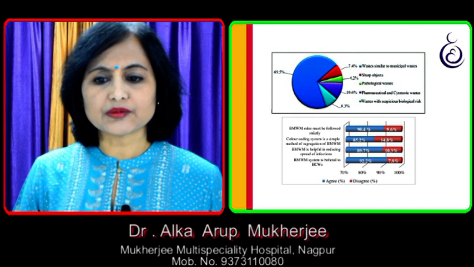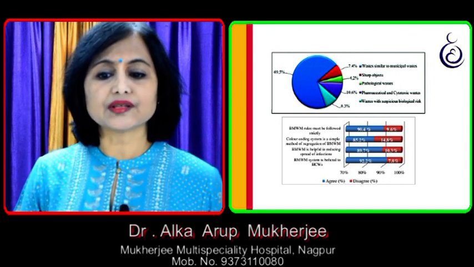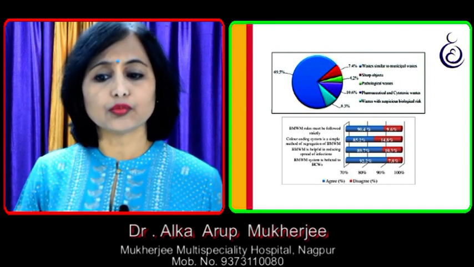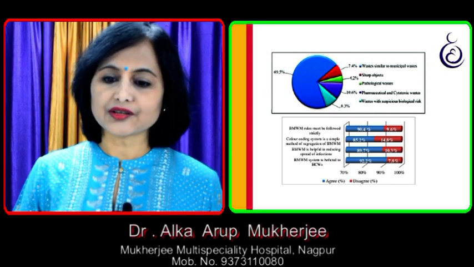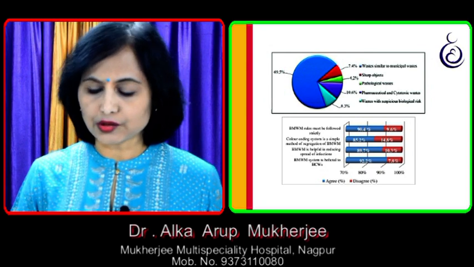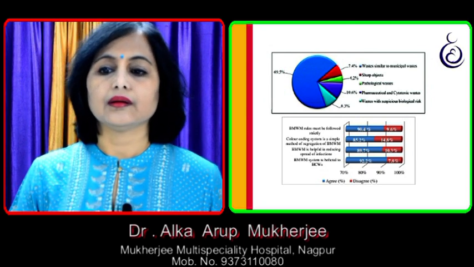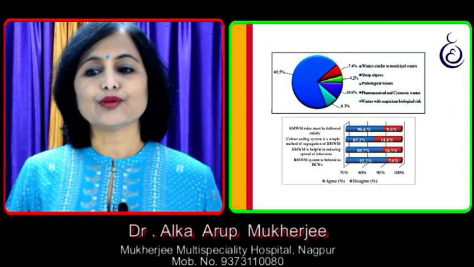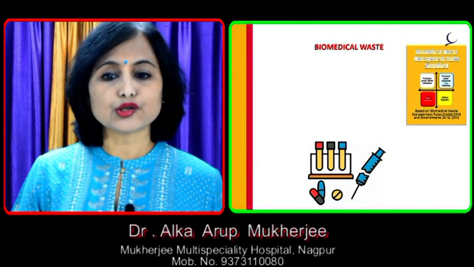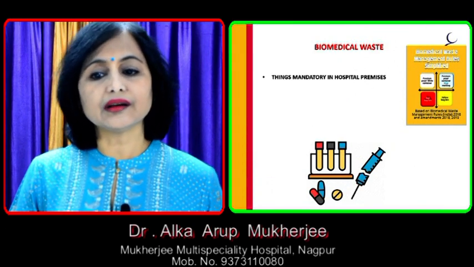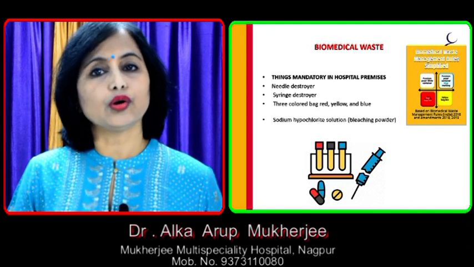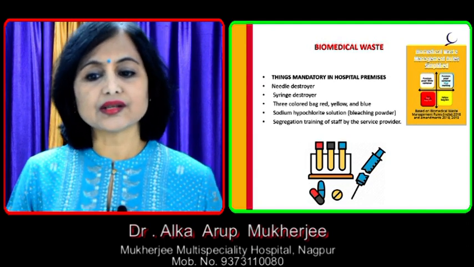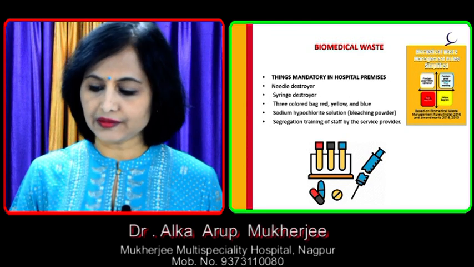The rules must be followed very strictly. Color coding system is a very simple method of segregation of the biological waste material. It is helpful in reducing the spread of infection and beneficial to SCQs as well. The things mandatory in hospital premises are needle destroyer, syringe destroyer, 3 colored bags, red, yellow and blue, sodium hypochlorite solution or bleaching powder, and segregation training of staff by the service providers.